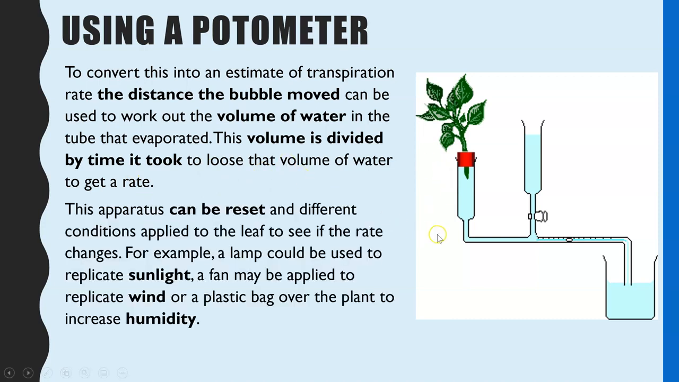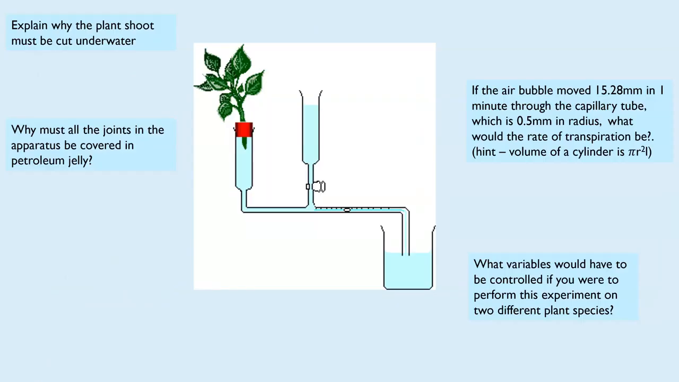And you can reset the apparatus, and that is the purpose of this reservoir of water. This tap is closed when you're doing the experiment, but if you open this tap, that allows water from this reservoir to move into the capillary tube, and it then pushes that air bubble. You can leave it flowing so it pushes the air bubble all the way out or just back to the start, then close the tap and restart the experiment so you can get multiple repeats. So that's how you would use a potometer.